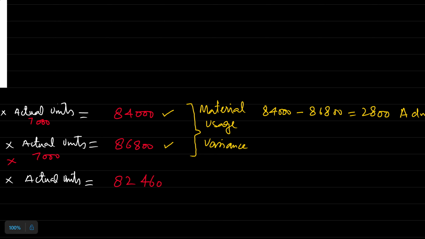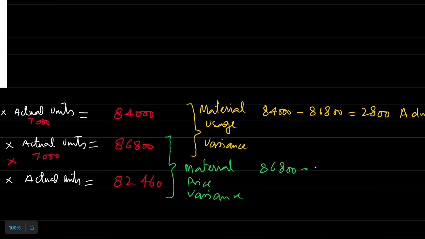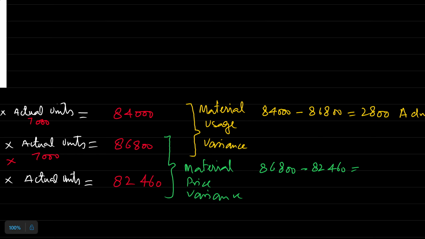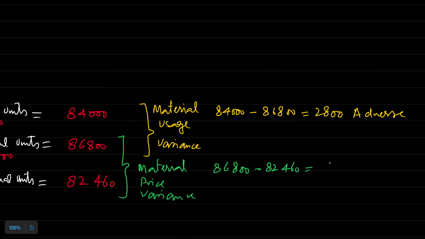And the difference of the second and third line is price variance, material price variance, which is equal to 86,800 minus 82,460, because actual cost was lower, so it will be favorable. So 4,340 favorable.